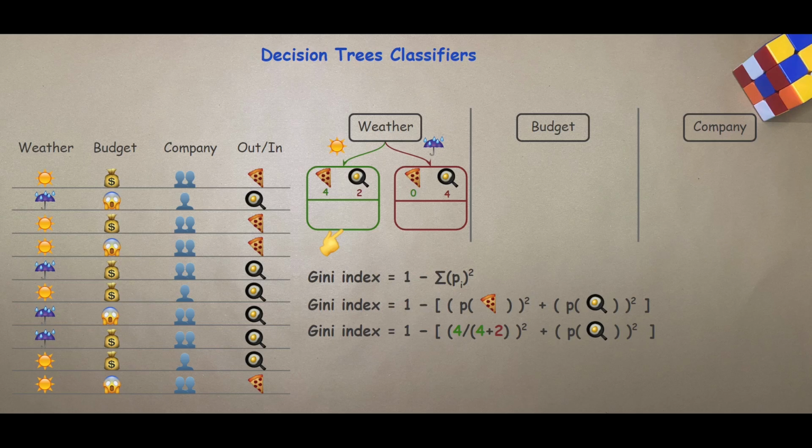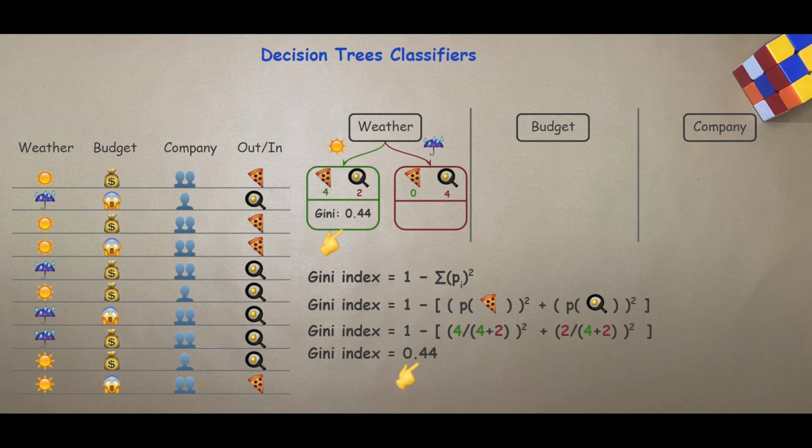So what's the probability of a sample being a pizza at this node? That's easy. It's how many pizzas we have, 4, divided by the total number of samples at that node, which is 4 plus 2 equals 6. Similarly, the probability of a sample being a pan at this node is how many pans we have, 2, divided by the total number of samples at that node, which is 4 plus 2 equals 6.